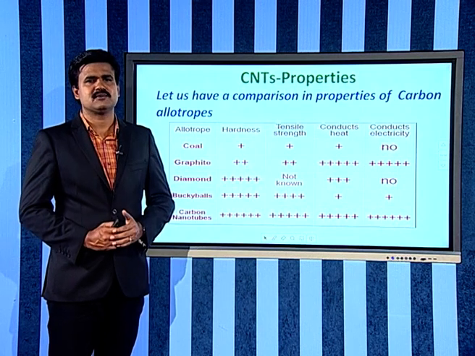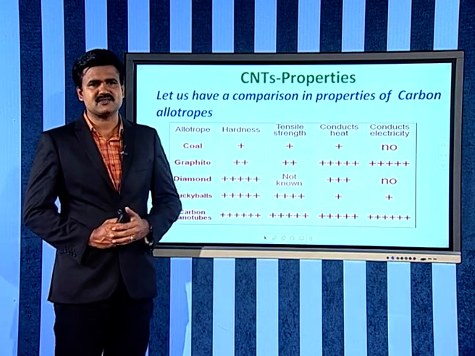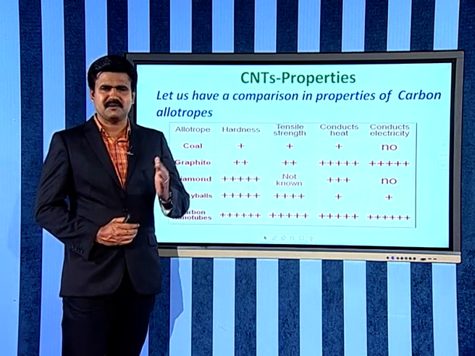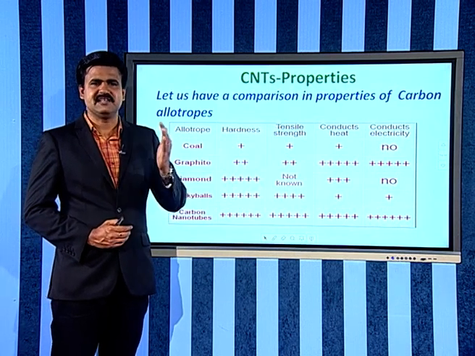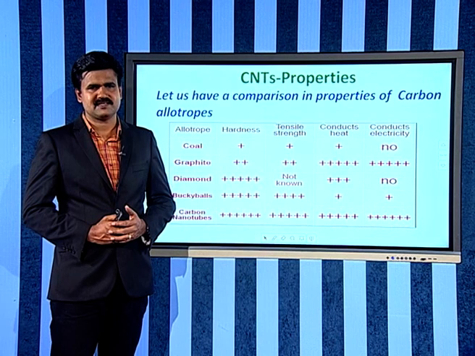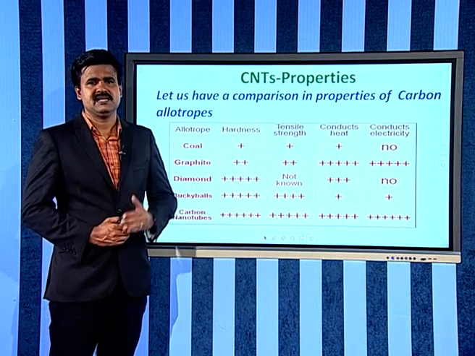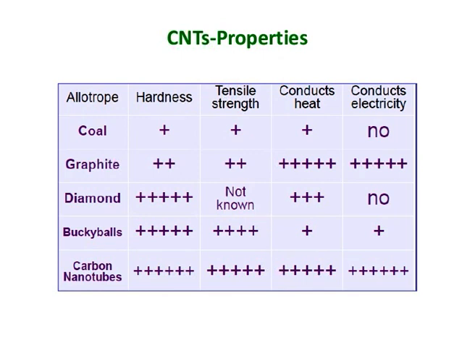Regarding the properties of carbon nanotubes, it is more fruitful to compare the properties of different carbon allotropes. From the chart, it is clear that the different allotropes, coal, graphite, diamond, buckyballs, and carbon nanotubes have different levels of hardness, tensile strength, thermal conductivity, and electrical conductivity. Carbon nanotubes have excellent hardness, high tensile strength, better electrical conductivity, and better thermal conductivity compared to all other allotropes.